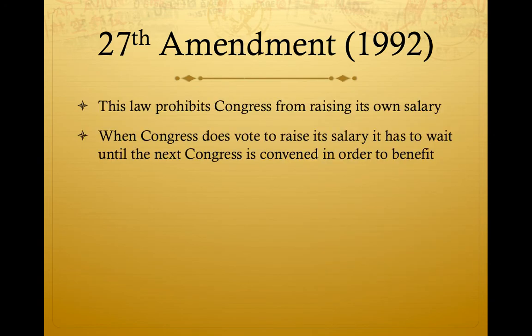And lastly, the 27th Amendment, passed in 1992. This is the last time we amended the Constitution. This law prohibits Congress from raising its own salary unless they are willing to wait until the next congressional term. So when Congress does vote to raise its salary, it won't get that money until the next Congress is convened. So if the House of Representatives decides, hey, we all want to be millionaires today, they're going to have to be reelected in order to make that money. And the threat here is that the voters will not vote you back in if you vote to raise your own salary.